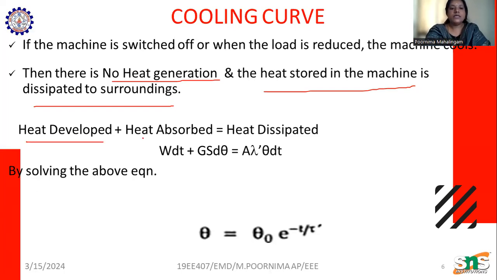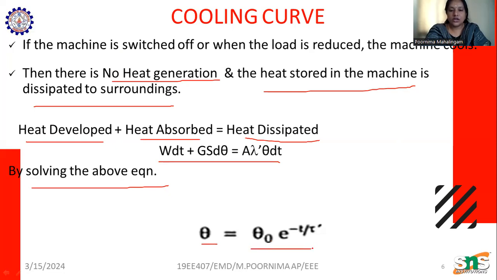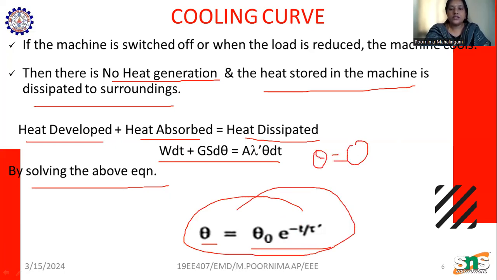So here the heat developed plus the heat absorbed is equal to the heat dissipated. Rearranging the equation, W dt plus Gs d theta is equal to A tau d theta. By solving this, we get the final cooling equation: theta is equal to theta 0 into e power minus t divided by tau dash. This is the cooling equation.